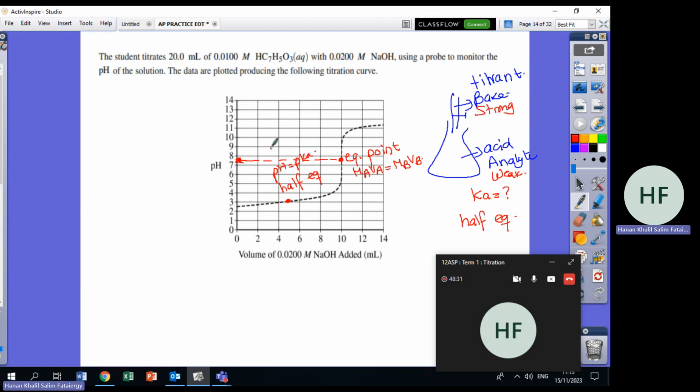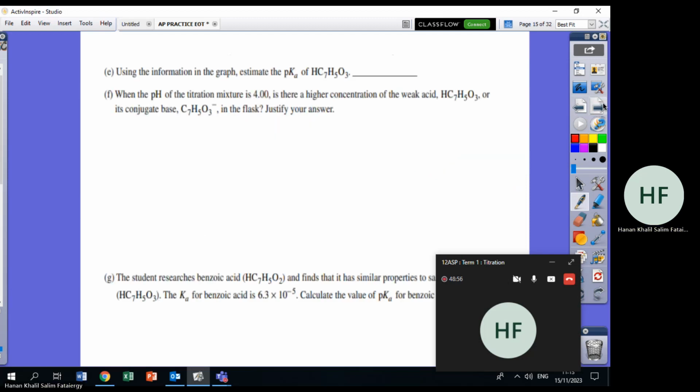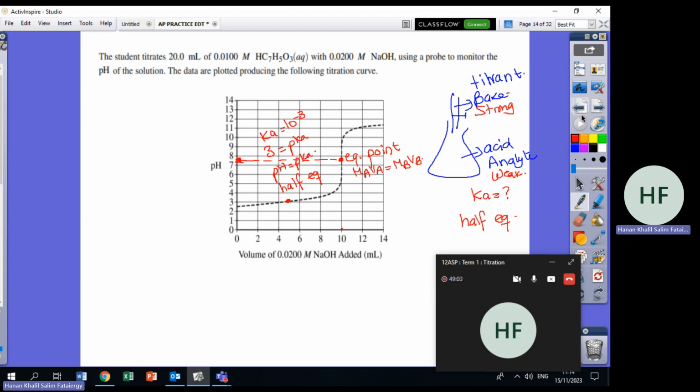Okay, what is the pH? pH 3 equals pKa. That means Ka is 10 to the power minus 3. So I can use the graph to find the Ka of the acid. Now if I want to use this formula and the volume of base is not given in the question, I can use this volume. What is the volume? 10. Okay, now let's do the questions. Use the information to estimate the pKa. We found that the pKa is 3.